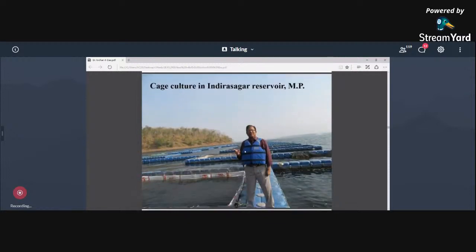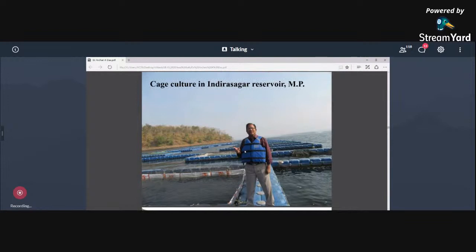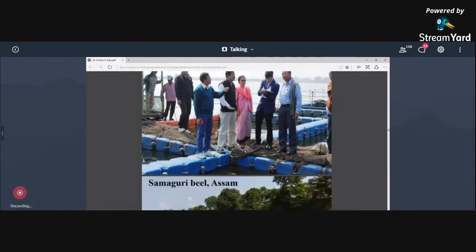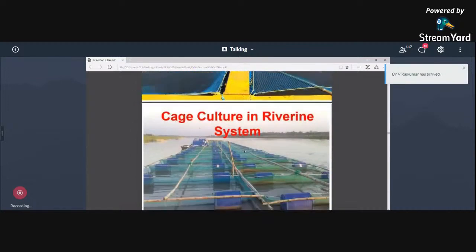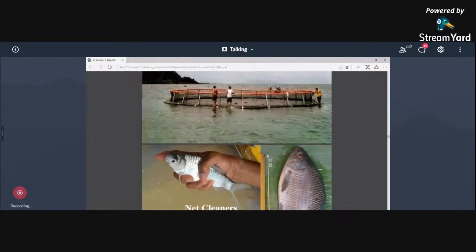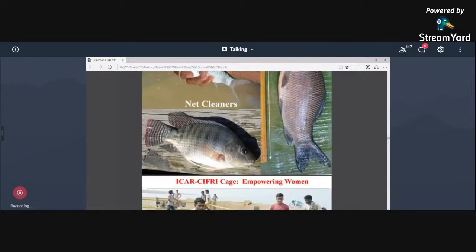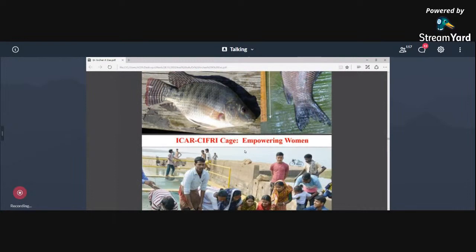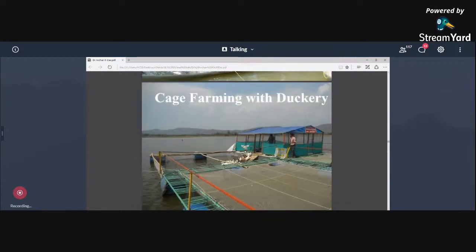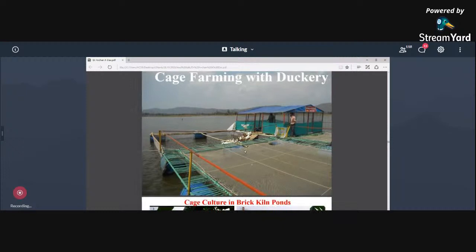Cage culture works well in the largest reservoir in India, Indira Sagar. Even in Manipur, Assam, Samaguri Beel, and Loktak Lake, Manipur, even in riverine systems. We are promoting riverine cage culture in Hirakud, round cages, and these are the three species, including devil fish, to clean our cages. For empowering women, in the adopted village Shidabari of the honorable MOS Babul Supriyo, we have given cages.